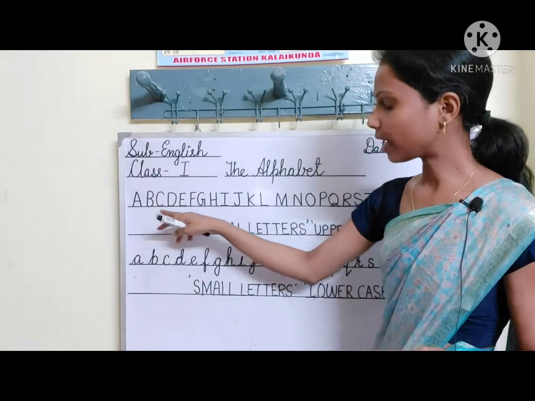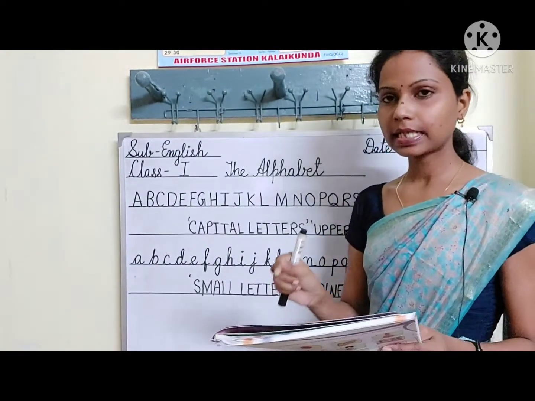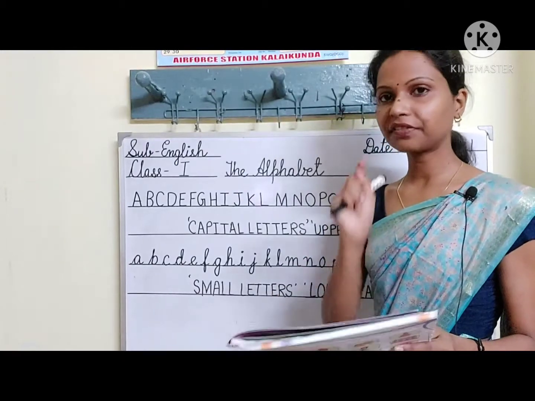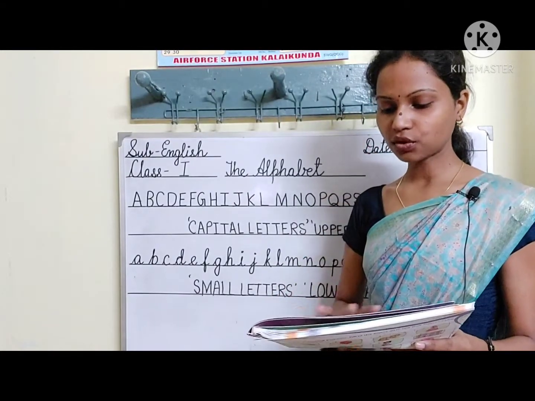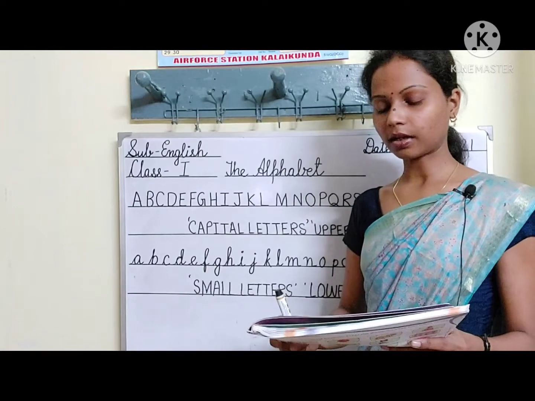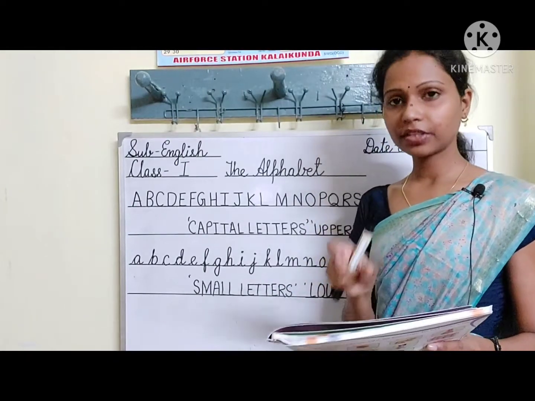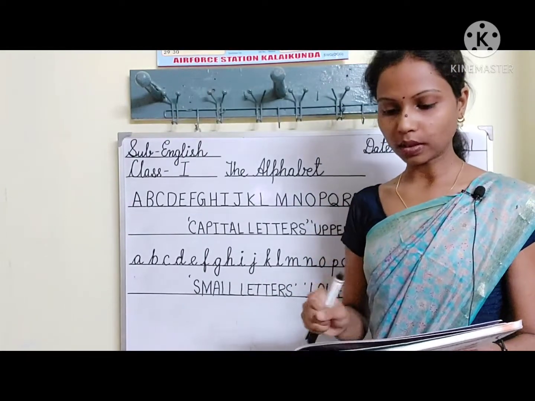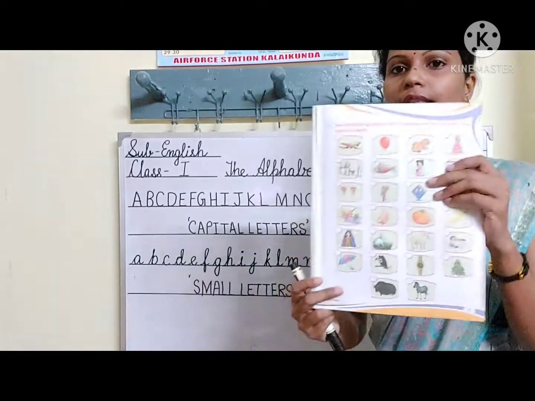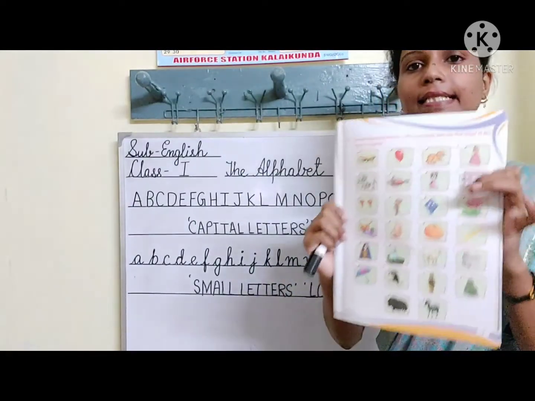So like this you have to see which letter is given here. Then you have to see the first letter. Then you have to write down in alphabetical order the words which are given here. Okay. Now moving on to the next page, page number 7.